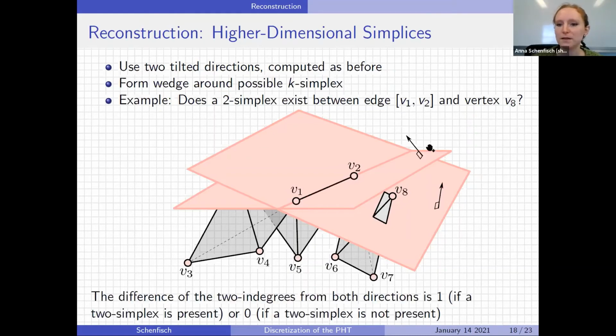So then by computing the in-degree in these two directions of the edge, we will be able to detect if a 2-simplex exists. Namely, the difference of the in-degree in this first direction and the in-degree in the second direction will be the key. If the difference of the in-degrees is 1, that indicates that as we swing from this lower direction to this higher direction, we added a 2-simplex somehow. But again, the only difference between things below this direction and things below this direction is the presence of vertex V8. And if the in-degree difference is 0, we know that there is no 2-simplex present.